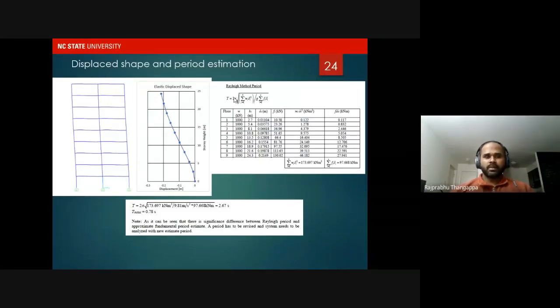And one more complication I have not considered in this entire process is during the structural analysis, we have not considered the effect.